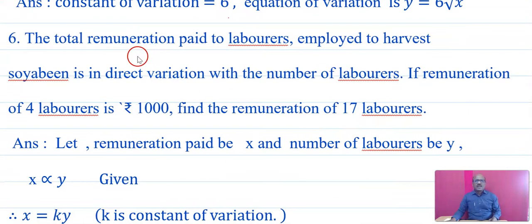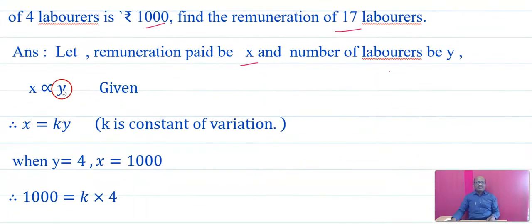The total remuneration paid to the laborers employed to harvest soybean is in direct variation with the number of laborers. If the remuneration of 4 laborers is rupees 1000, find the remuneration of 17 laborers. Let the remuneration paid be x and the number of laborers be y. Therefore, x is proportional to y. That is, x = ky. This is the statement, this is the equation.